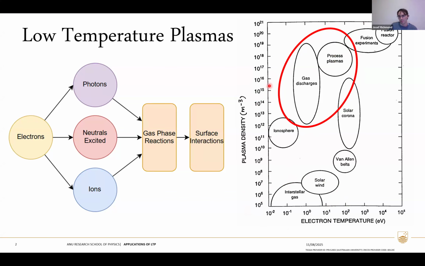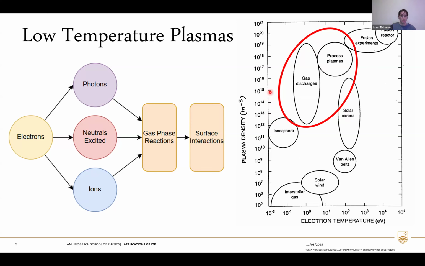They're called low temperature because whilst the electrons have lots and lots of energy, the neutral gas atoms and the ions are quite cold. Why that is good is because you can have some sort of surface or sample, and you can do interesting chemistry with that sample without destroying it with a massive heat load. These sorts of plasmas are very common in gas discharge lamps, fluorescent lamps, and also the sorts of plasmas you find in the semiconductor industry.